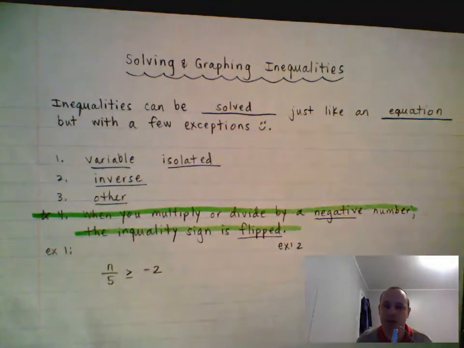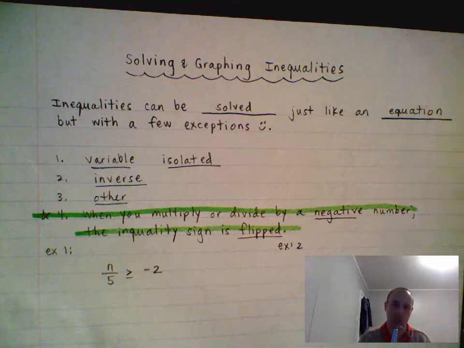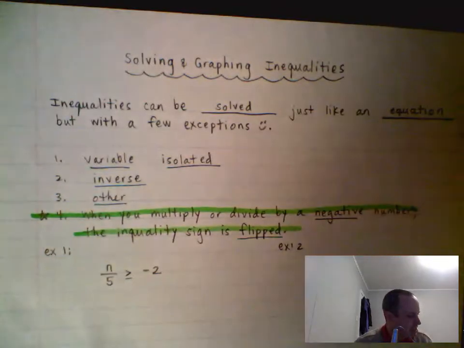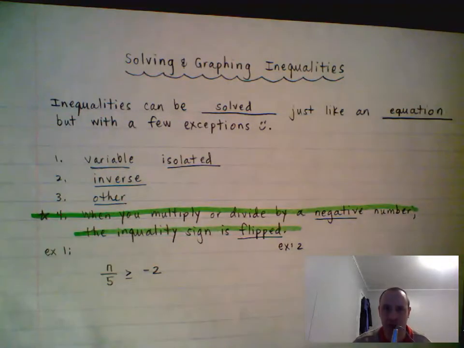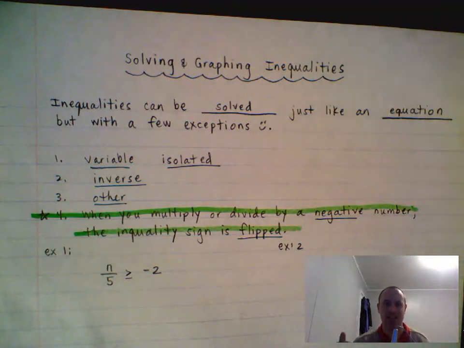Okay, so I'm going to read through those. You don't have to write those down. If you do have the sheet, then I would write those down. Basically what 1, 2, 3, and 4 are saying is it's giving you steps to solve the inequalities. It's the exact same steps as solving equations.